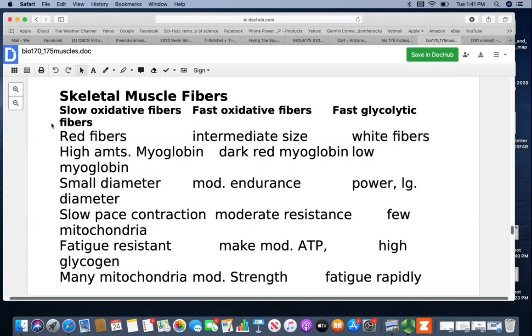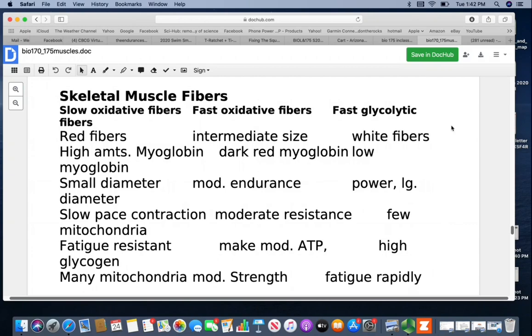These are going to be red fibers because they have high amounts of myoglobin to carry the oxygen because they're oxidative. They're smaller in diameter. They don't need to store a lot of fuel because they're good at making it with oxygen. But they will have a slower pace contraction. They are fatigue resistant, and they will have a lot of mitochondria to be able to do that oxidative metabolism.